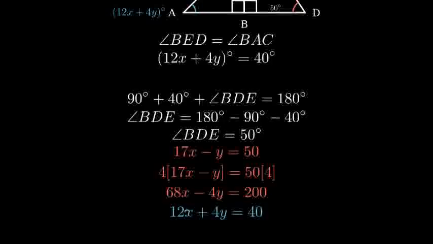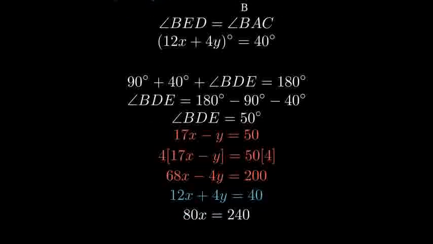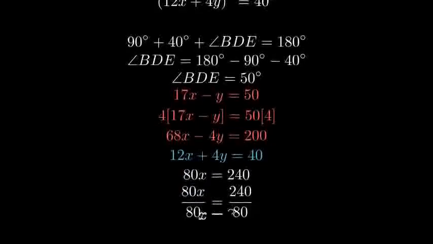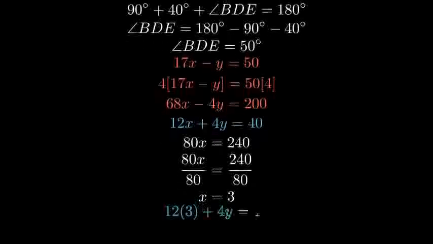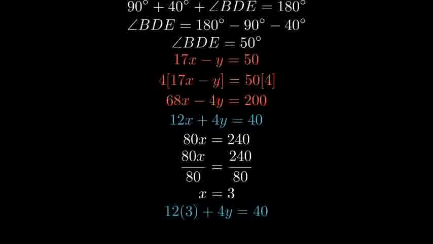When I do that, I get 12x plus 68x, which is 80x, the y's are eliminated, equals 240. Now we can divide both sides by 80, and therefore, x is equal to 240 divided by 80, which is 3. So now we have a value for x. Then I can plug that back into one of my two equations. It doesn't matter which one I plug it into. So I'll take this equation, and instead of writing 12x, I'll write 12 times 3 plus 4y equals 40.